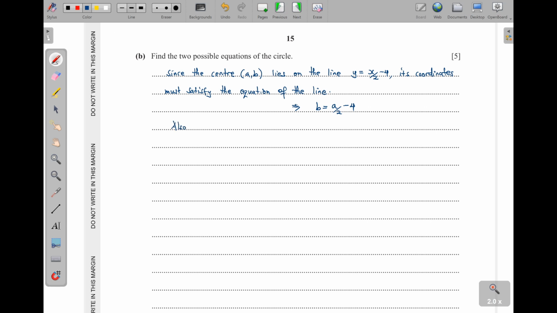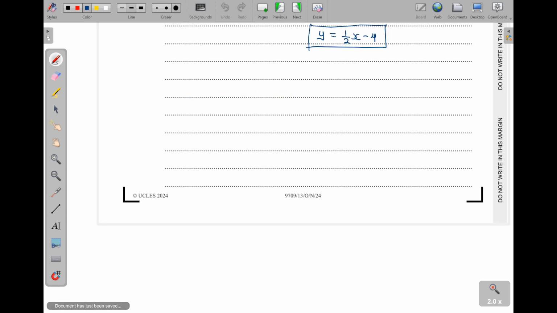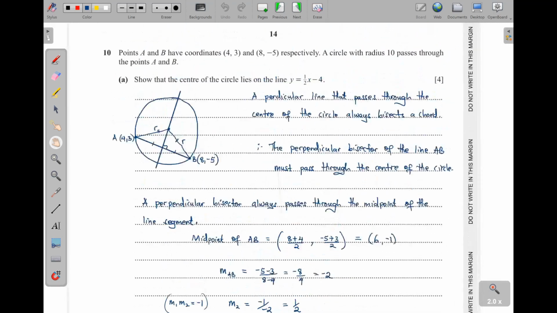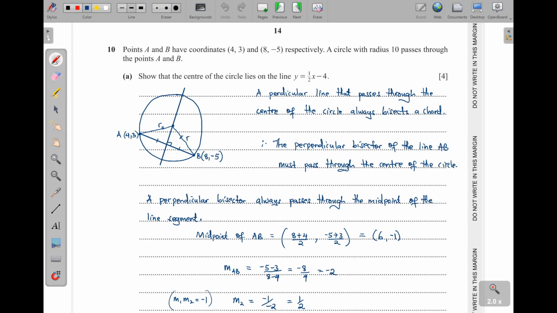Also, using, let's say, this coordinate (4, 3). Remember, the circle passes through these points here. The points we are having here are A and B. Since these points are on the circumference, the circle passes through them, which means their coordinates must also satisfy the equation of the circle.